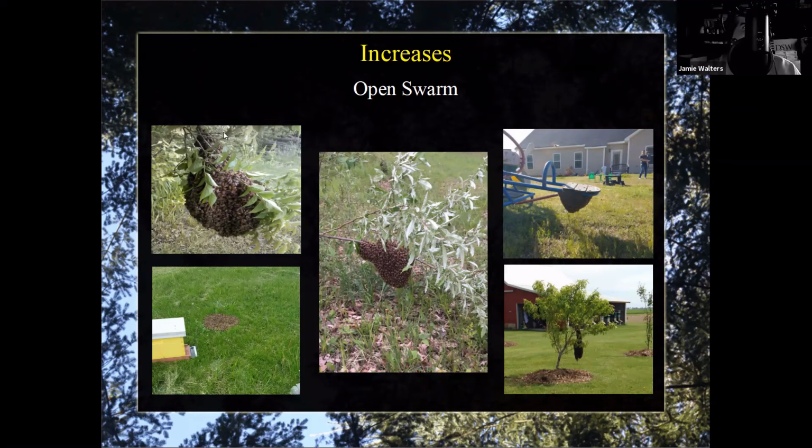You're going to find them hanging from branches, out in the middle of the grass, hanging from little trees. They might be on a kid's swing set. They might be on the side of a car. They are docile because there's nothing to protect. They don't have any brood, no larvae, no resources.